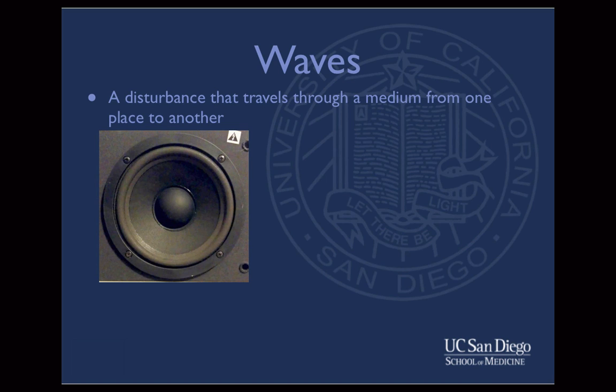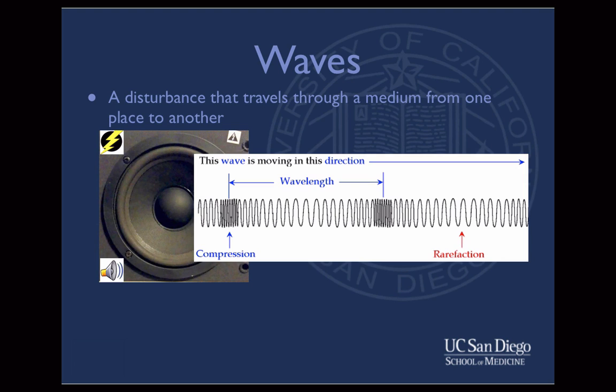A wave is defined as a disturbance that travels through a medium from one place to another. An example of a wave being created is a speaker, which converts electrical energy to mechanical energy. This results in the vibration of air molecules, which then transport sound energy. The medium in this example is air.